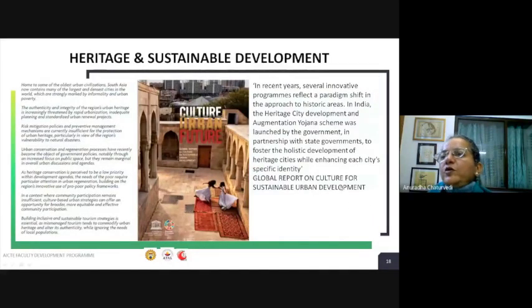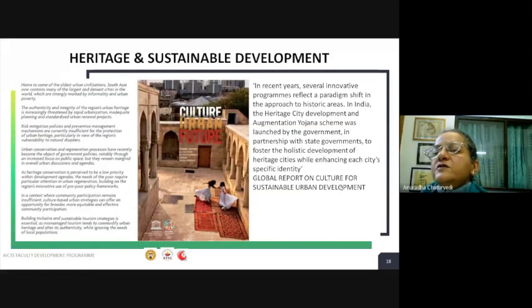So, the Global Report on Culture for Sustainable Urban Development identifies that in India there are certain initiatives which have been taken. There are a lot of possibilities in South Asia and in India in relation to how heritage can support and ensure sustainable development. So the report states that in recent years there have been several innovative programs in India which reflect a paradigm shift as far as the approach to historic areas is concerned.